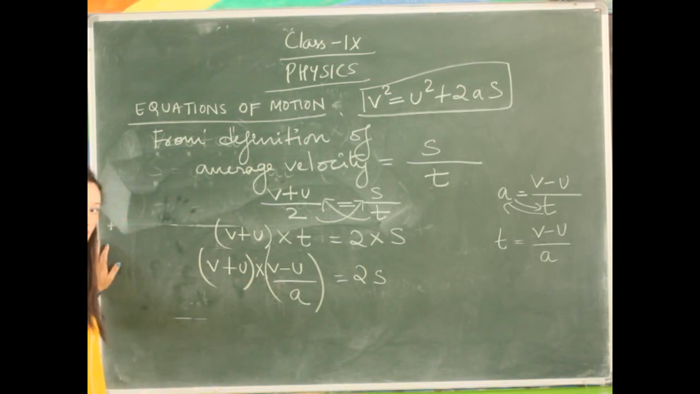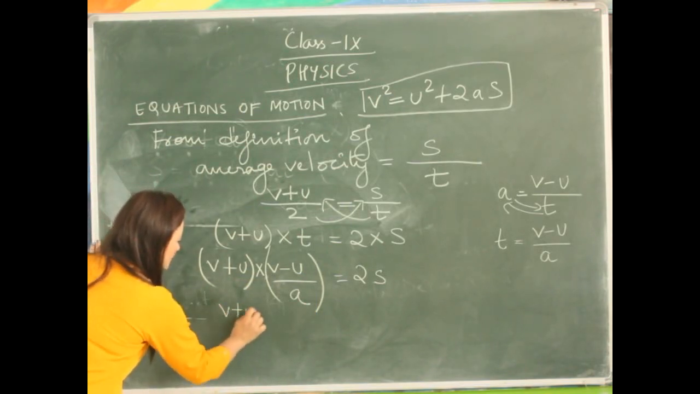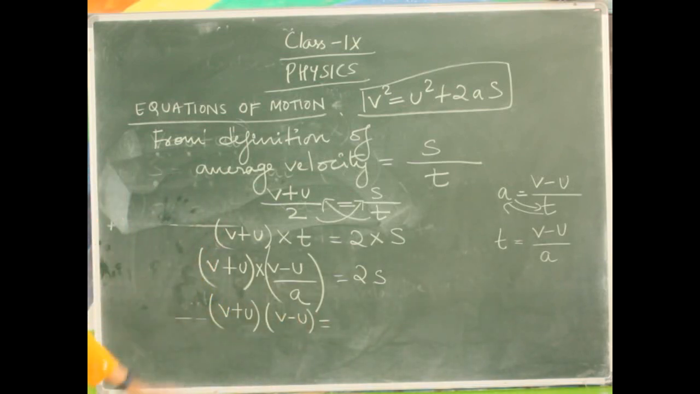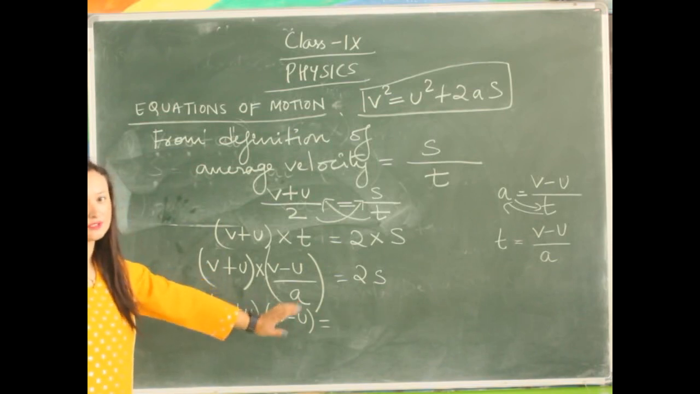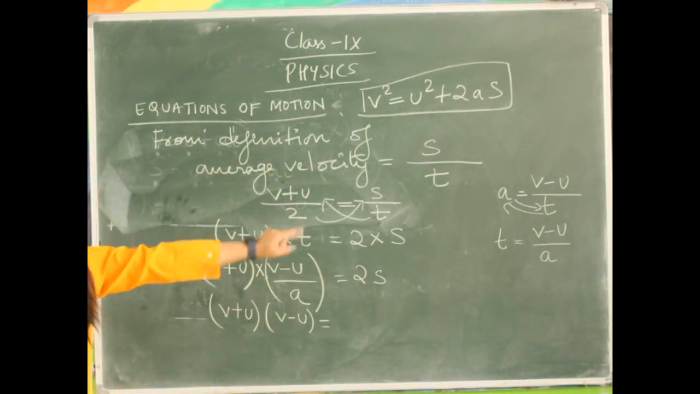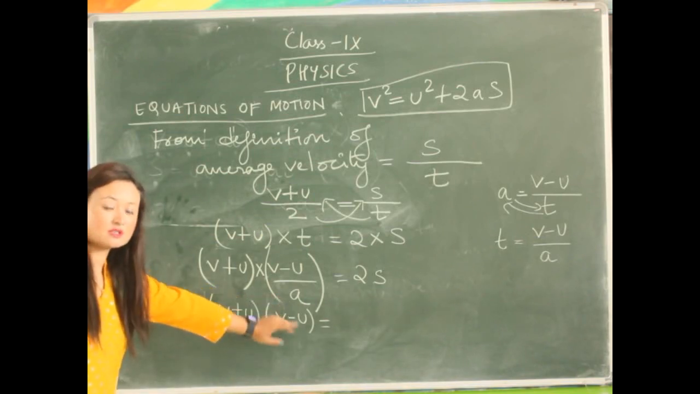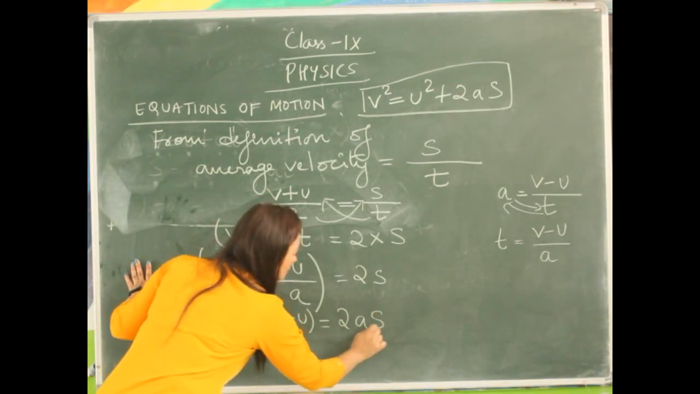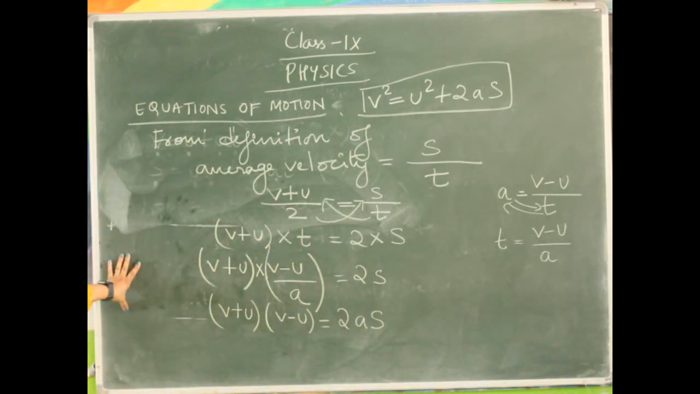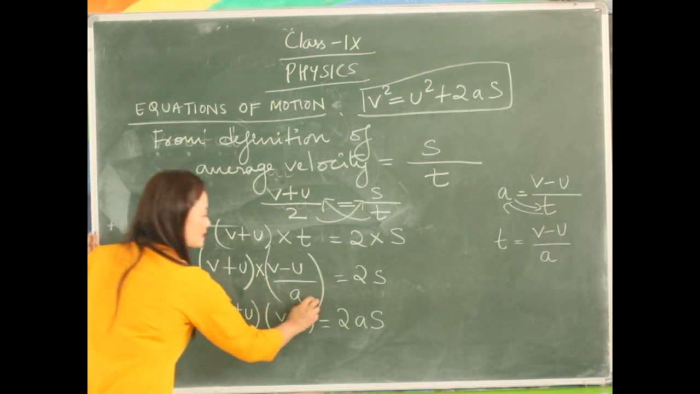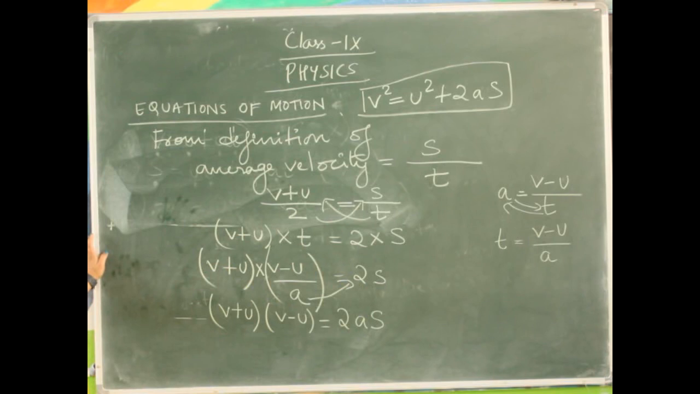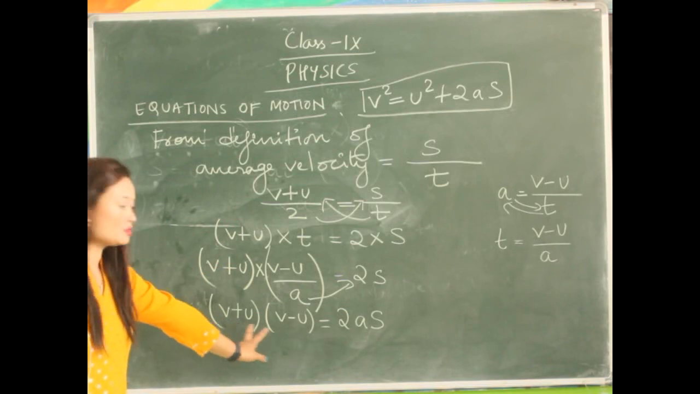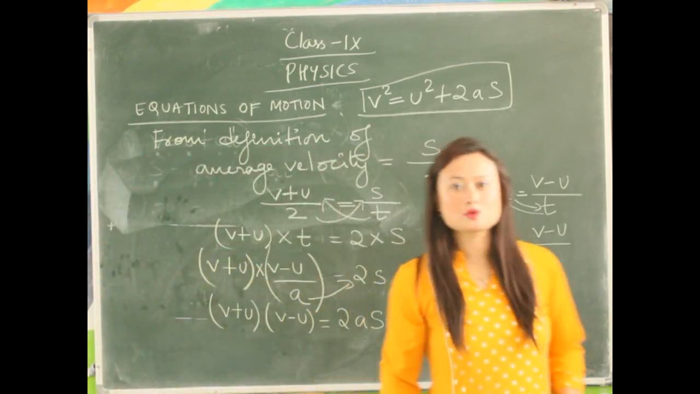Now, this A again will remove the denominator. So we have V plus U, V minus U, and since A is the only quantity in the denominator, we take it to the right hand side. When A, which is in the denominator, goes to the right hand side, where will it go? It will go in the numerator. So what do we get on the right hand side? A goes up, that is cross multiply again, so we get 2AS. Now, V plus U, V minus U. You know the algebraic equation.